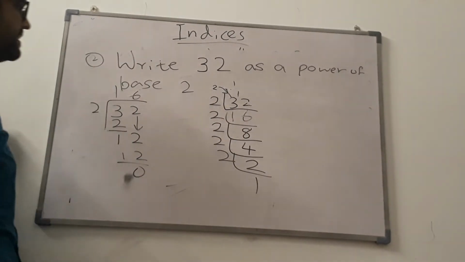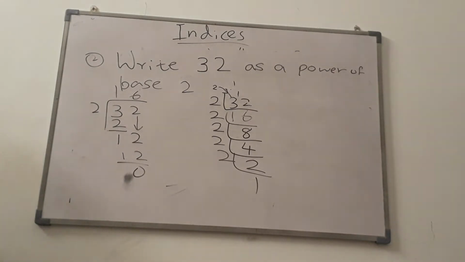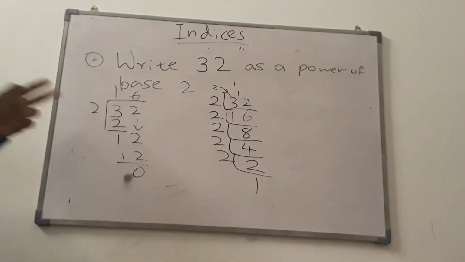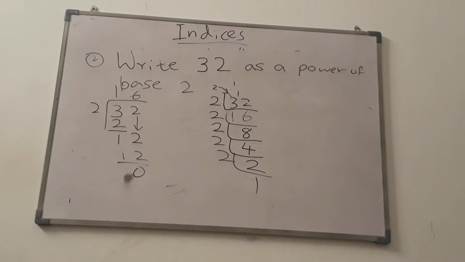So 16 is the answer here. Here also 16 is the answer. Short division is much easier than long division once you get used to it. So keep it in mind.